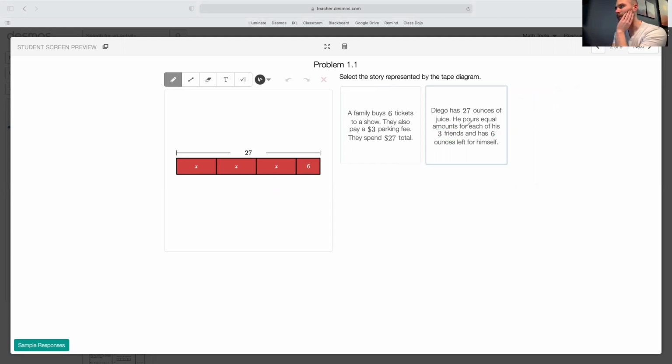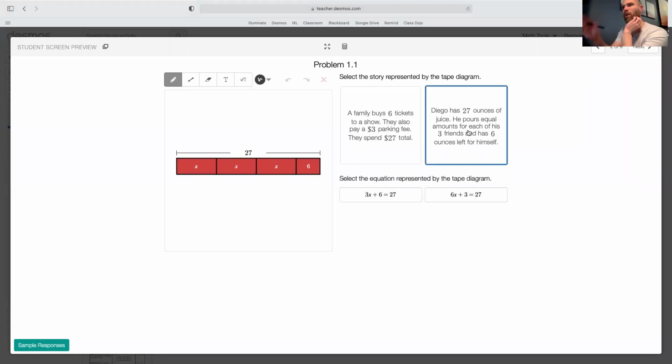I think we should go with this one, though. I think the 3 X's represent the amount that each friend is getting of juice, and then the 6 is the 6 ounces he poured for himself. Select the equation represented by the diagram.